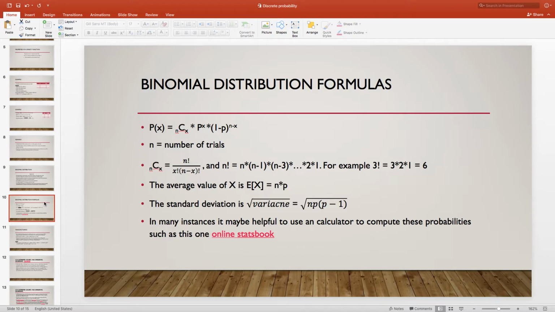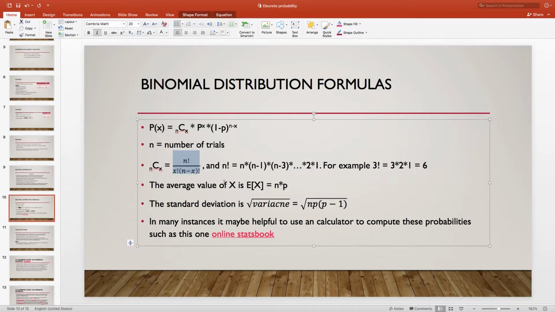So if you have those situations satisfied, then probability of x is given by what's called n choose x times probability to the power of x times the probability of 1 minus p to the power of n minus x. Here, n is the number of trials, p is the probability of success, so 1 minus p is the complement, is the probability of failure. And n choose x is calculated with this formula.